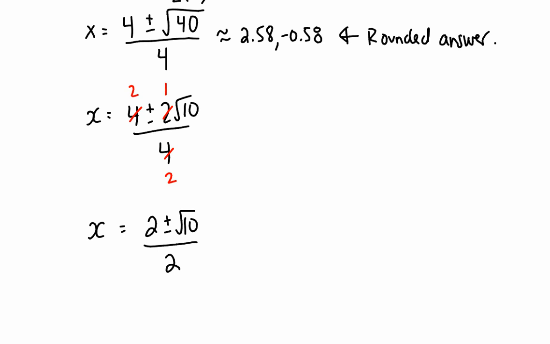Now we could get the same thing by completing the square. It might look a little different. It might look like 1 plus or minus a half root 10. It would be the same thing though. Okay, so we can get our answer by completing the square or quadratic formula. Let's turn the page and try another one.